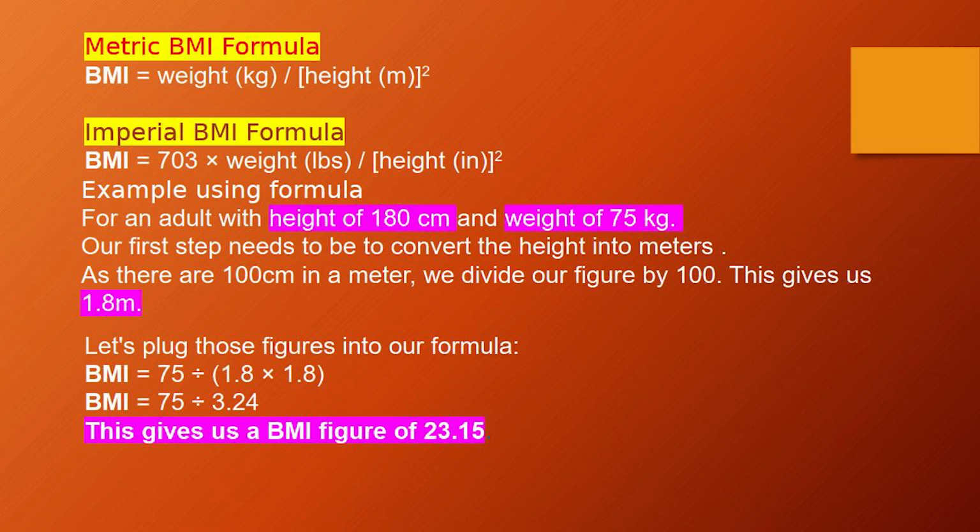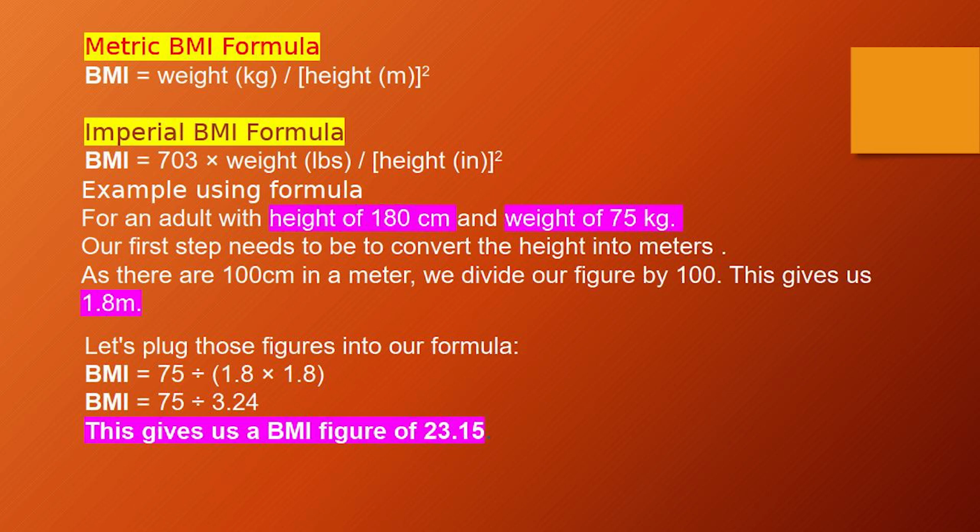Whereas, if you take the empirical BMI formula, it can be calculated by taking weight in pounds divided by height in inches square. You divide weight in pounds by height in inches square, and you multiply this figure by 703. That will give you BMI by way of the empirical formula.